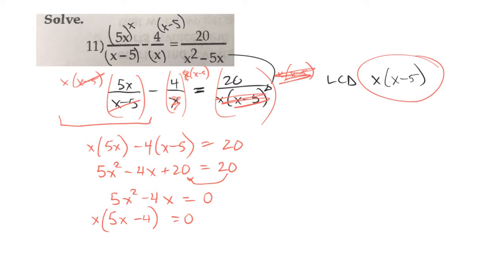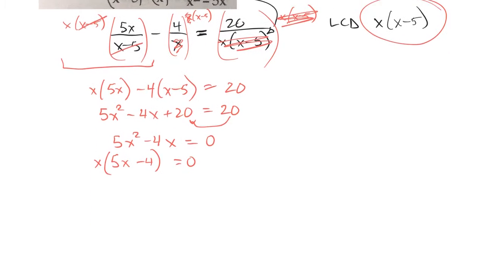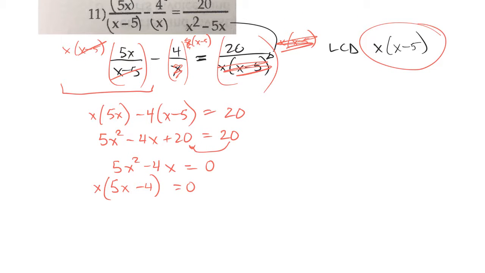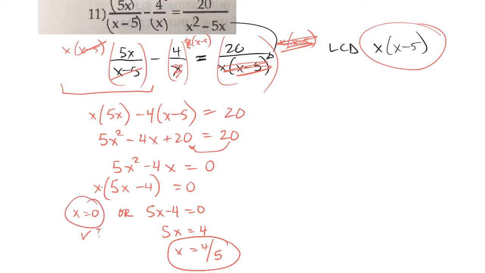According to the zero property rule, if you're multiplying two things and they get 0, one of them has got to be 0. So either x is 0 or 5x minus 4 is 0. So x is 0, done. I'm not sure if that's right yet or not, but that one's done. This one, I add 4 to both sides, divide both sides by 5. So I get x equals 4/5 and x is equal to 0.